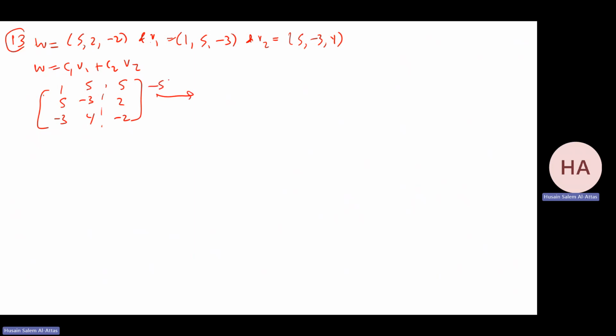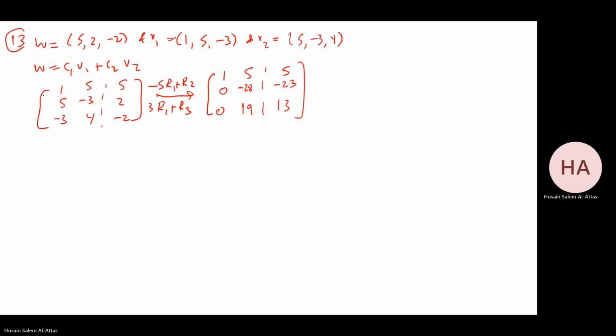Okay, so multiply the first row by minus 5 and add to the second row. Multiply the first row by 3 and add it to the third row. So let me see what will happen. Minus 5 and add, that will be 0. Minus 5 and add, that will be minus 25, minus 3, minus 28. Minus 5 and add, minus 25, plus 2, minus 23. Okay, now by 3, this is 0. 15 plus 4, that will be 19. 15 minus 2, that will be 13.